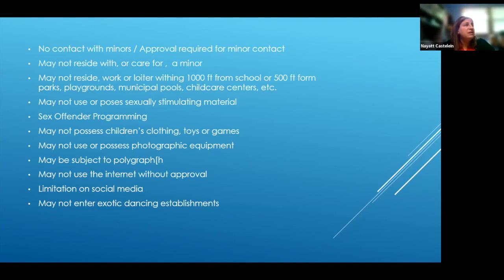Some of the other conditions are that they may not reside with or care for a minor or date anybody who has minor children.